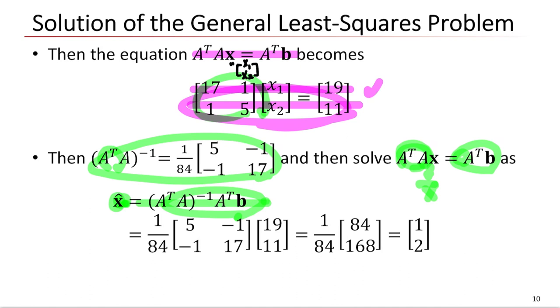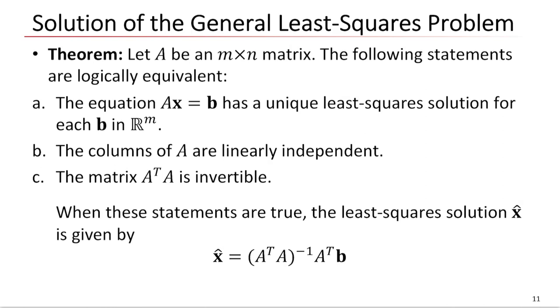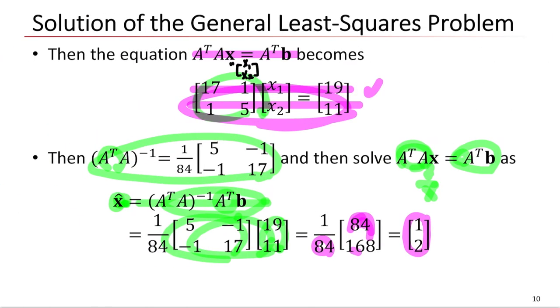So it will be just x on one side, and the inverse of A transpose A times A transpose b on the other. Then by computing this matrix and vector multiplication, we get the new vector here. By using this, we finally find the least squares solution, vector x, which should be (1, 2). So this is the way to find the least squares solution. This is very easy.